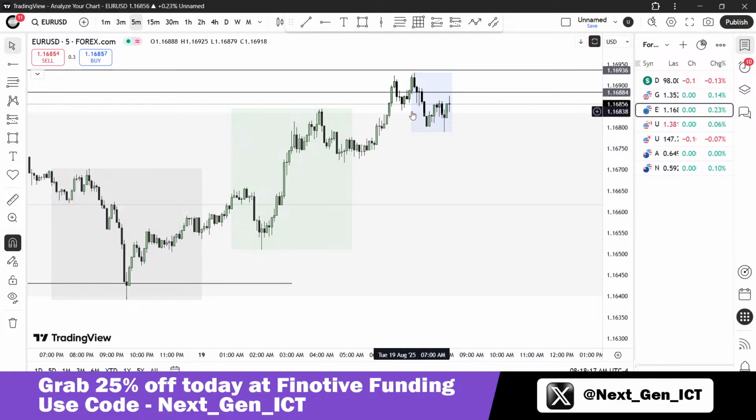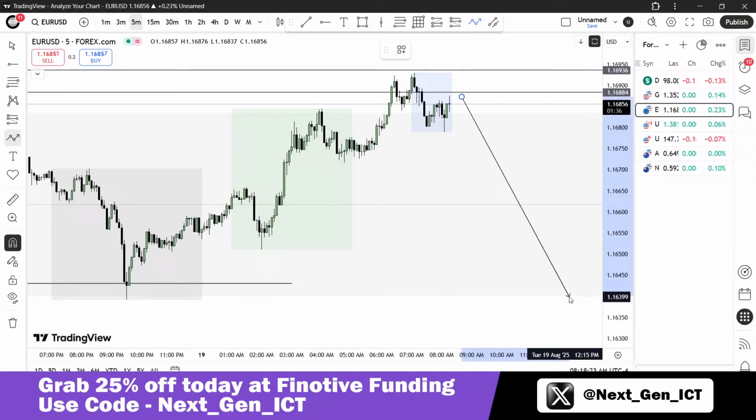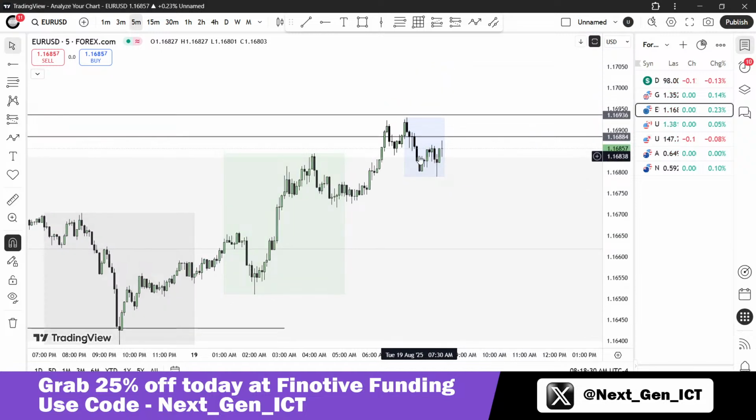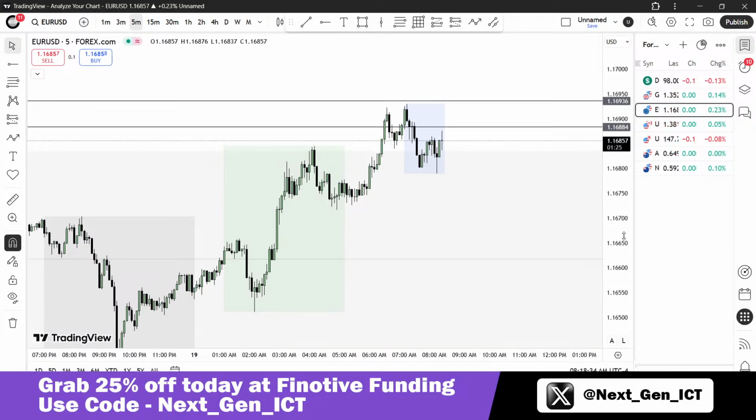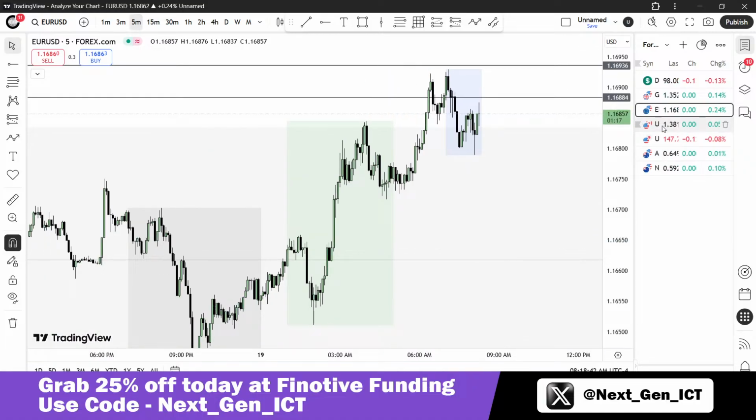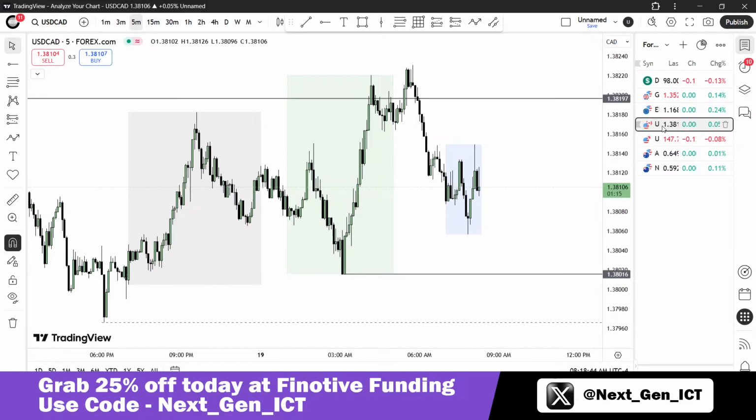You can think of this as a market structure shift right here. Probably look for a market maker sell model right here. But for me, I'm bullish. That's why I'm not engaging in this trade right here. There was a fair value gap though. Still, I'm not sure about that trade. So yeah, just hang on tight and wait for the news.